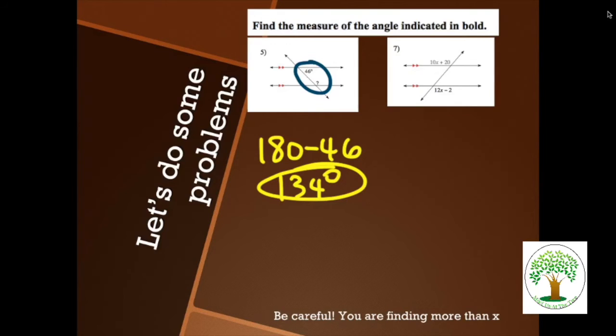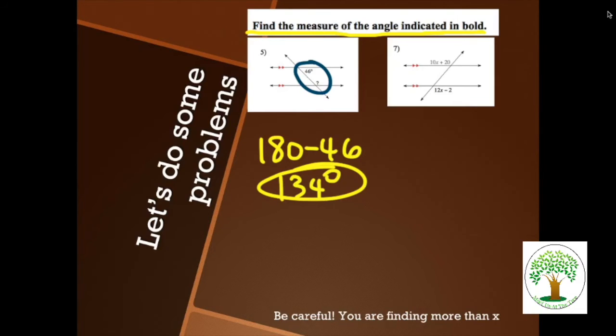All right. Now we need to do number 7. Number 7, I have the instructions at the top. It says, find the measure of the angle indicated in bold. So which one's bold? Is it the 10x plus 20 or the 12x minus 2? 12x minus 2. Okay, so it wants us to find the angle measure of that angle. So first we have to find what x is, and then we're going to plug it back in and find that angle.